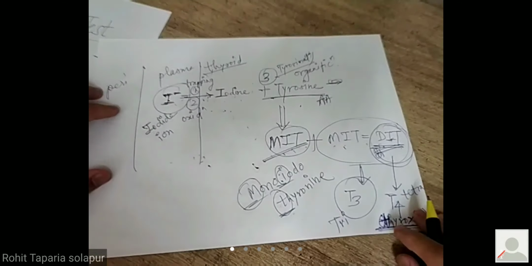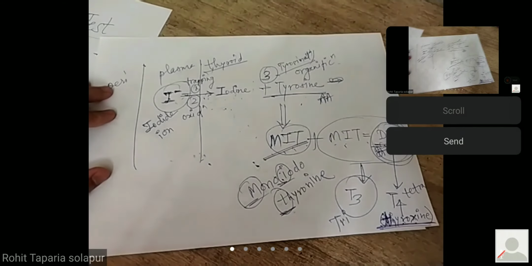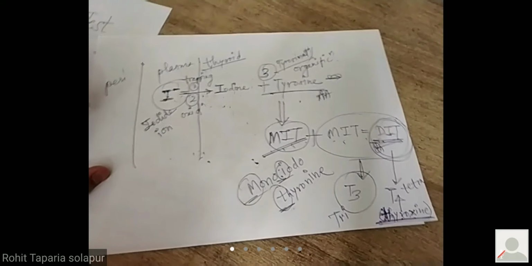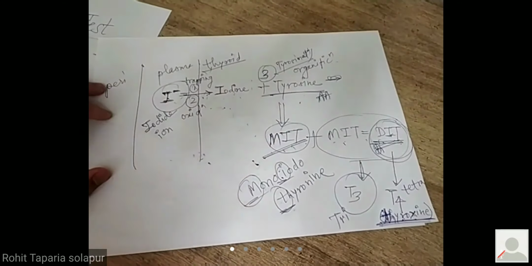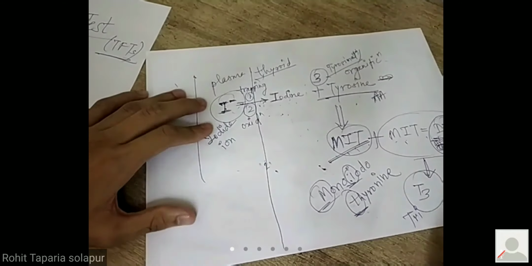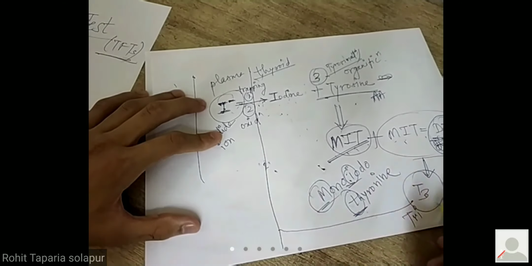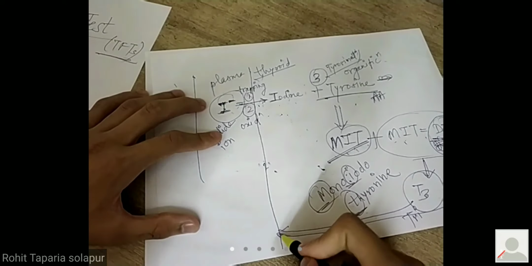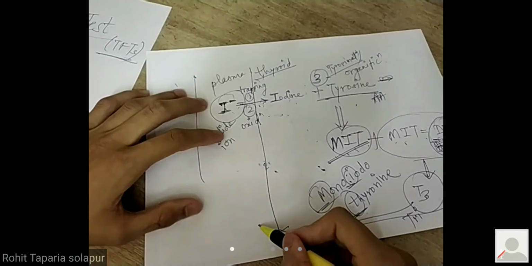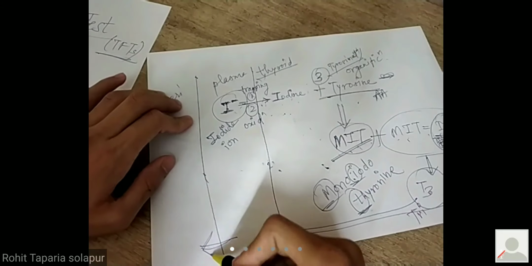So this is your basic understanding about production of the hormone. Rather production, not secretion, production. Now the continuation of this, once it is produced inside the thyroid follicle, these T3 and T4 are released in the plasma and then they are carried to the peripheral tissue.